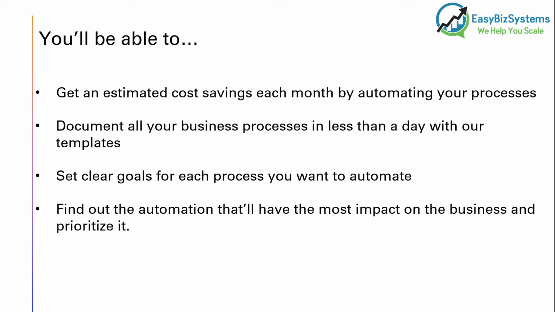The next thing is document all your business processes in less than a day with our templates. Our templates are already designed to work with our automation. So all you do is go ahead and fill those templates. The third thing is you set clear goals for each process that you want to automate. Find out the automation that has the most impact on the business and prioritize it. That's what we are going to do, and that itself has a $500 value. If you use any of these templates, that's the kind of time you will save, and that's the value of it.